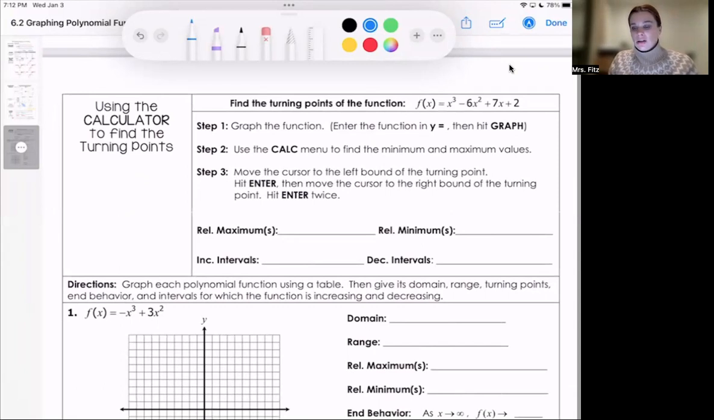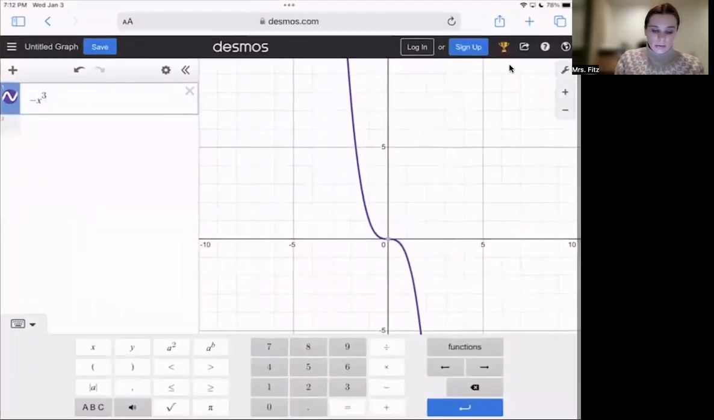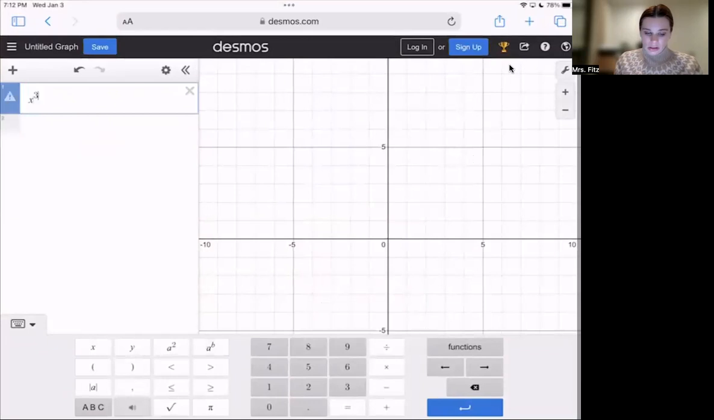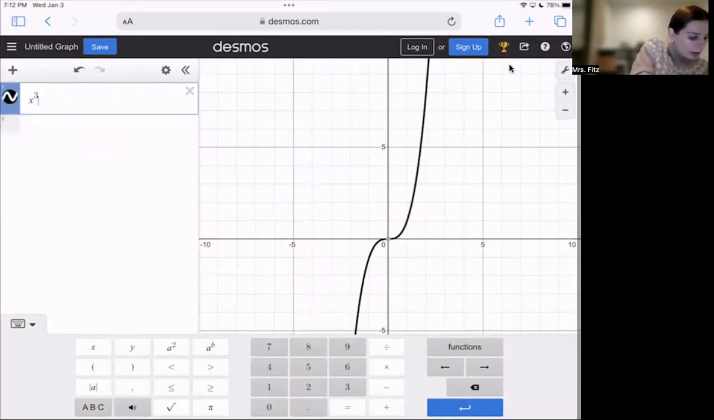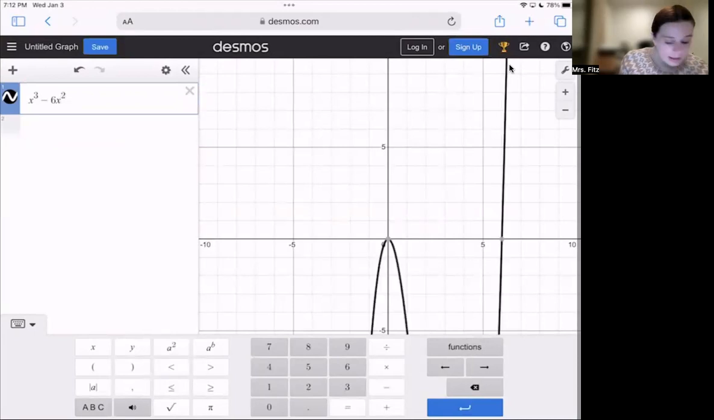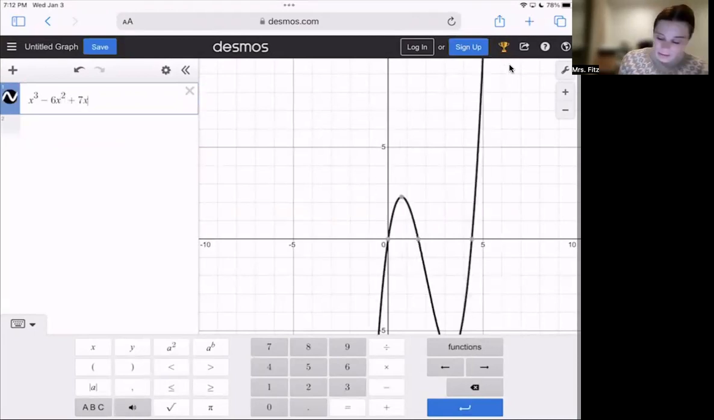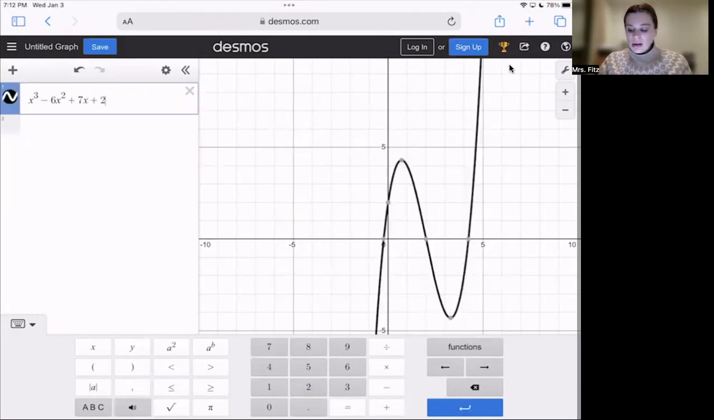So we're going to go ahead and graph x cubed minus 6x squared plus 7x plus 2. So we're going to do x cubed, minus 6x squared, plus 7x, and then plus 2. And we're going to go ahead and use Desmos to identify our relative maximum and minimum.